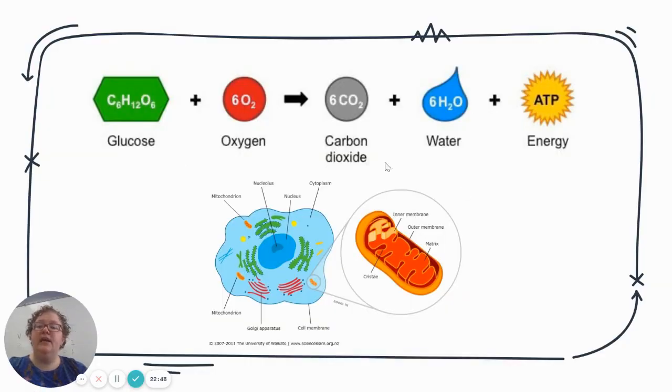So again, here's that equation. Very similar to the photosynthesis one. Again, you just need to know what goes in and what goes out. So for cellular respiration, glucose, which is sugar, and oxygen go in, and water, carbon dioxide, and energy come out. And that's going to occur in the mitochondria of plants and animals. Mitochondria are these little kidney bean shaped things.